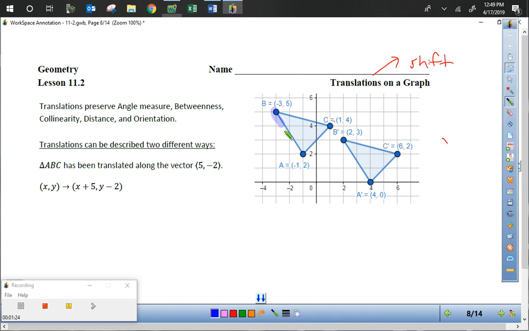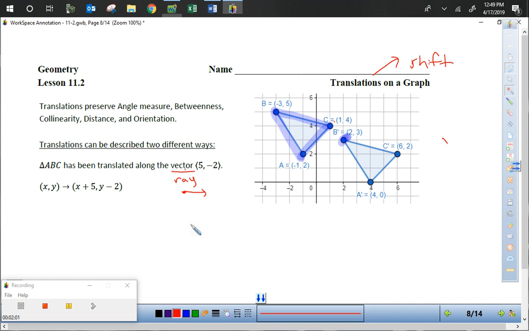Okay, so our original triangle here, you'll notice, let's just focus on angle B at the top here. It's at the point -3, 5. And then we've shifted down to this one. Okay, so if we look, we went to the right 1, 2, 3, 4, 5 units, and then down 2 units. Okay, that can be represented by saying that the triangle has been translated along the vector 5, -2. A vector is just like a ray. Remember, a ray has one point and one arrow.